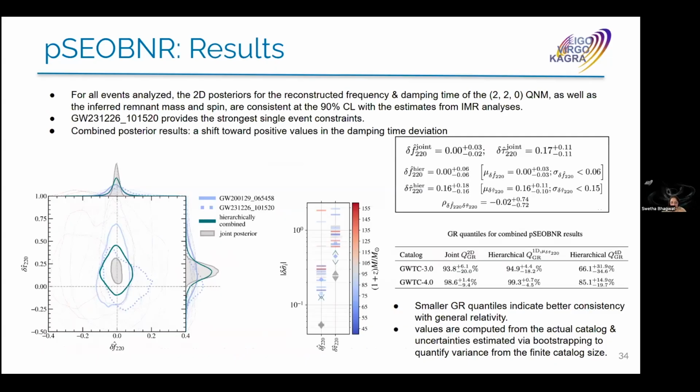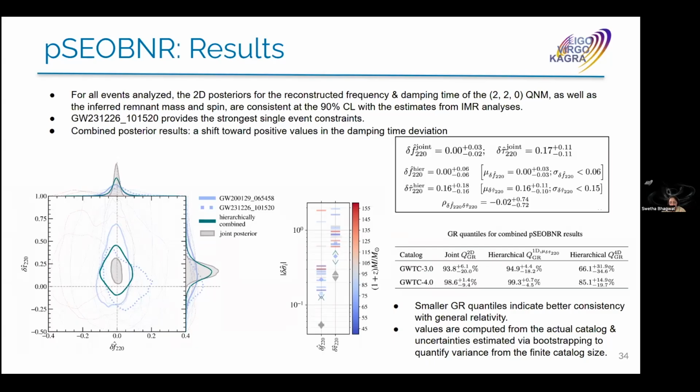For all the events analyzed, the 2D posteriors for the reconstructed 2-2 quasi-normal mode frequency and damping time, as well as the inferred mass and spin, are consistent at 90% credible interval with the IMR estimate. GW231226 has an SNR of 33.7, and this one provides the tightest single event constraint. When we combine the events, the joint posterior, which is obtained by simply multiplying individual event posteriors, gives us the following constraint, which you can see in the box. And the hierarchical one also gives a similar constraint.